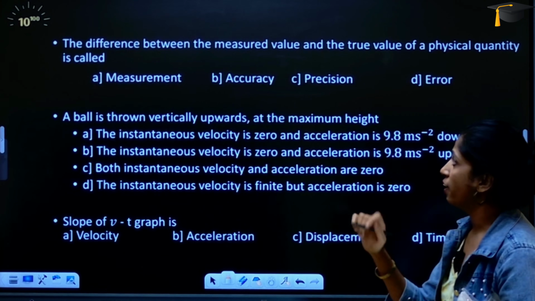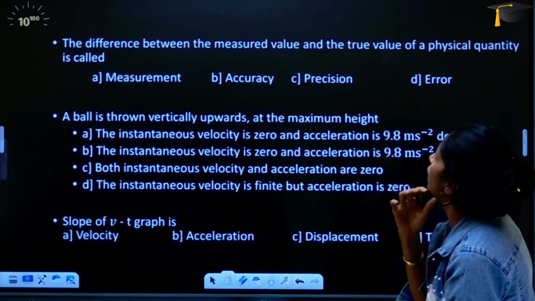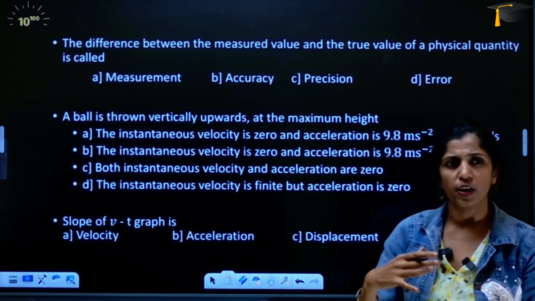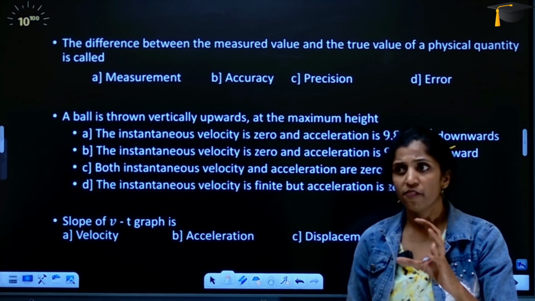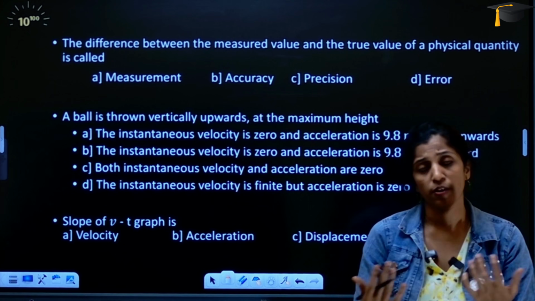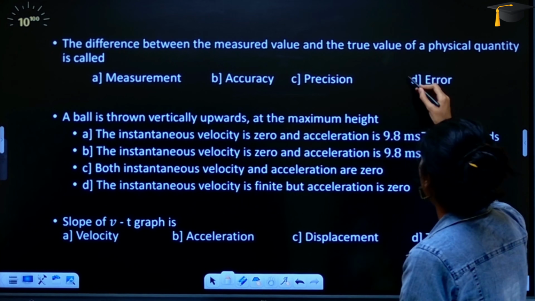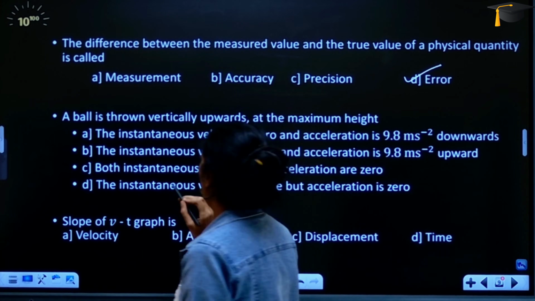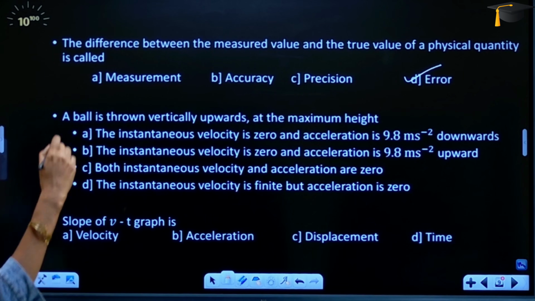Now, moving to the second one. So the difference between a measured value and a true value, of course, you would have done this in your practical also. Whenever you have a measured value and a true value, if you take the difference, of course, the answer will be error.